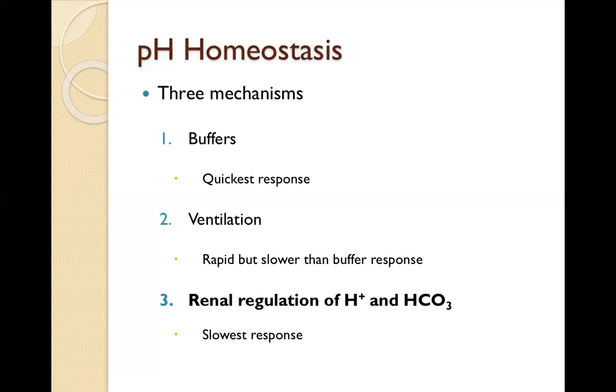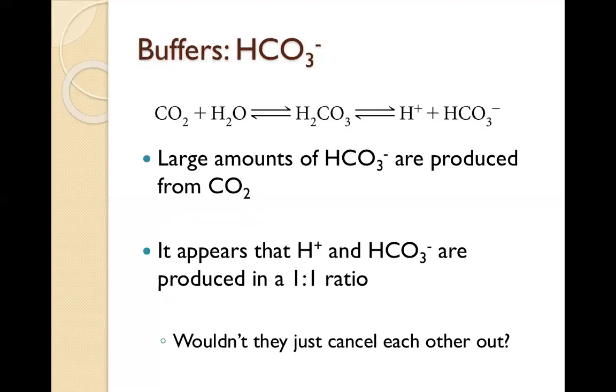So we can regulate the amount of hydrogen ions that are reabsorbed and secreted in our kidney. We can regulate the amount of bicarbonate ions that are reabsorbed and secreted in the kidney. This is the slowest response. The kidney tends to have a slower response, but it's better at fine tuning. It just takes longer. We'll talk about each of these.